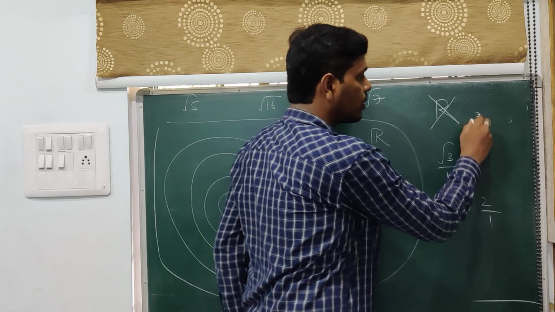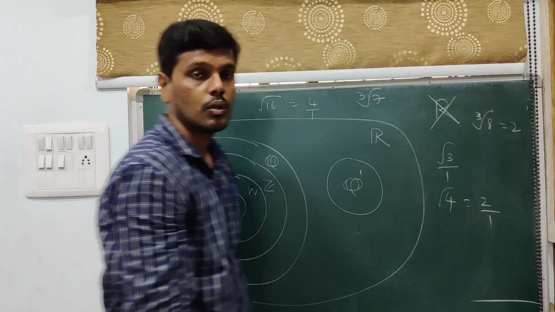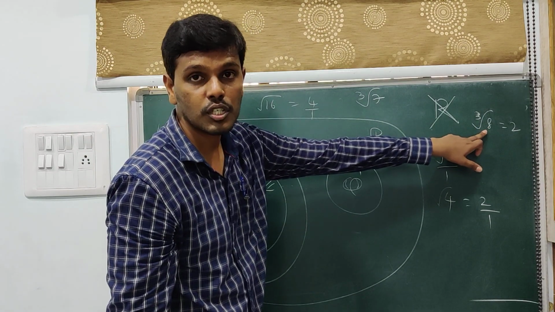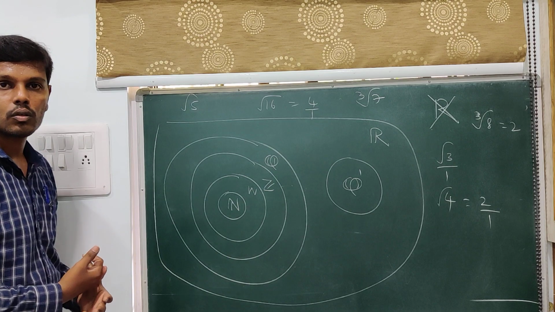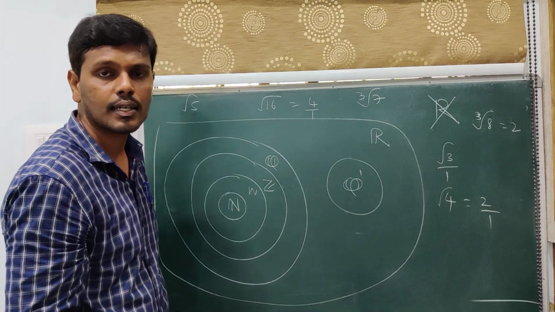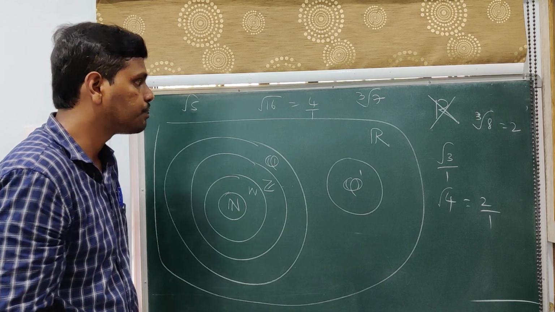Suppose say cube root 8. So cube root 8 you can extract. You can extract the cube root, which is equivalent to 2. Therefore this is a rational number, whereas cube root 7 is an irrational number. So you have to check whether you can extract it or not, or whether you are arriving at an integer and that can be written in the form of p by q. So that is the way to go about.